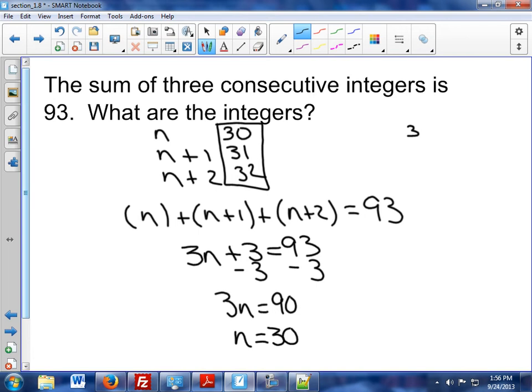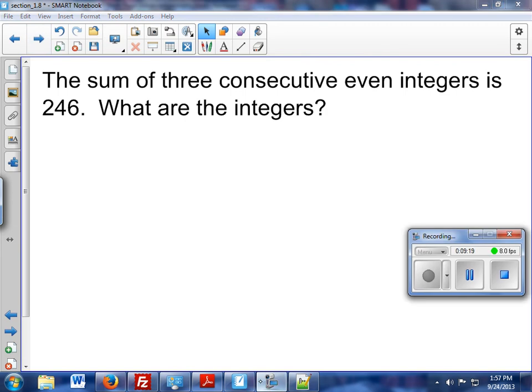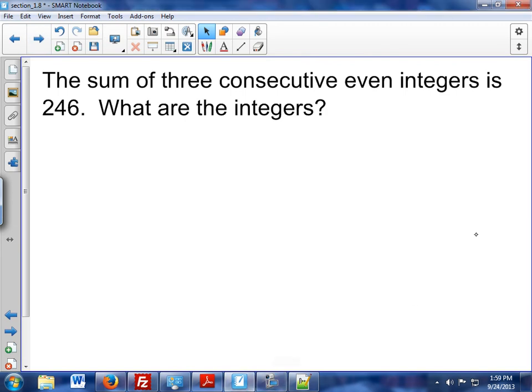Now, for a hint for the next slide, it's helpful to write down the pattern when we were figuring out what this was. N, the next one's n plus 1, and the next one's n plus 2. That's my hint for the next one. Here comes the next slide. Like walking backwards. Okay, here we go.